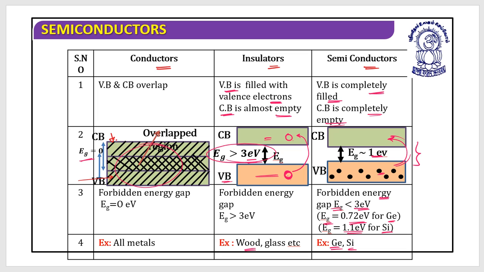But for semiconductors, even a moderate amount of energy can do that. Electrons from the valence band can switch to the conduction band, and that means they are ready to conduct. I hope this is clear.